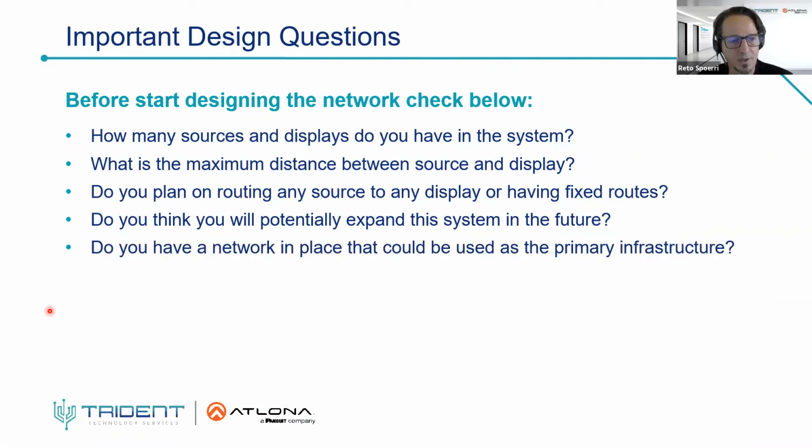Is the AVoIP system required to run on the existing network, or do you plan to upgrade the infrastructure? Did you just upgrade the infrastructure? If yes, what are the characteristics? How much bandwidth is available? Or do you plan to update the infrastructure? And then, of course, you have to carefully look that the existing infrastructure is capable of running the AVoIP.